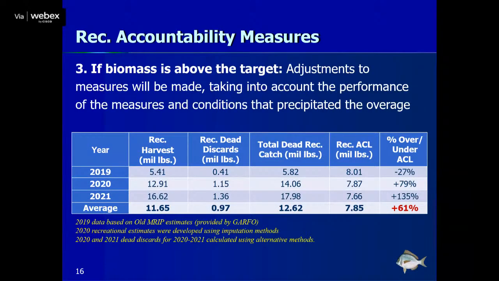However, another thing to consider for 2023 is the recreational accountability measures. As mentioned in the previous presentation, in October, GARFO sent a letter to the council indicating that the accountability measures for Scup were triggered this year. At the bottom here is the table of that evaluation. And Julia went over this at length, but I just want to draw your attention to the red bolded text at the bottom. So the Scup harvest has been over the ACL by about 61% using that 3-year comparison.